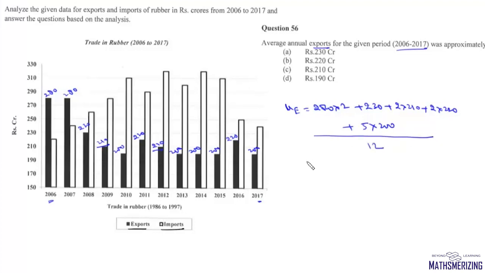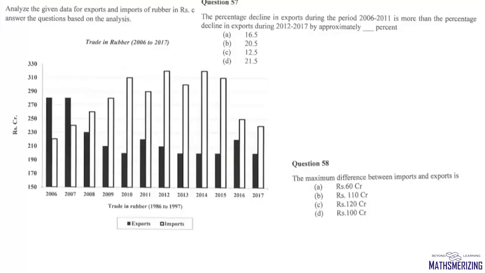So this value is 2650 upon 12, and that is 220.83, which is nearly 220 crore, and that's your option number B. Now question number 57, it says the percentage decline in exports during the period 2006 to 2011 is more than the percentage decline in exports during 2012 and 2017 by approximately what percent?